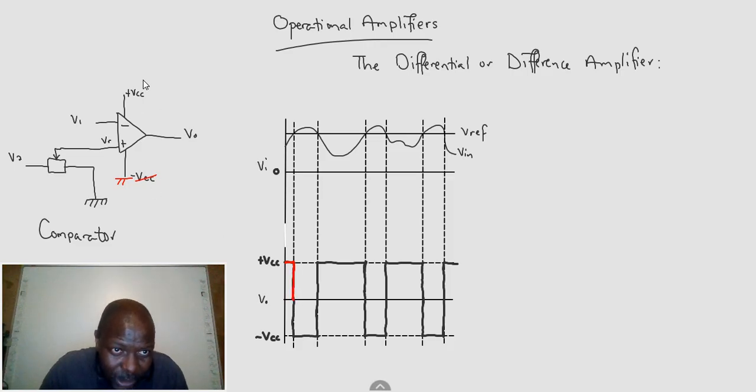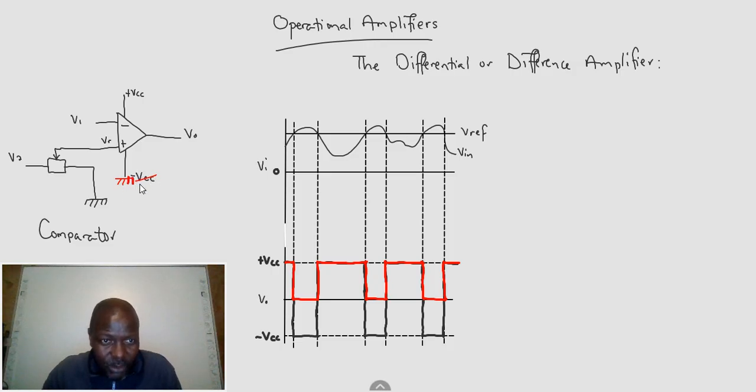positive, because the positive is given, and it won't give you the negative. Why? Because you said your negative is 0, your ground. So when it's supposed to be negative, it will only be 0. It will not go to a negative. You did not give it to it. So now this will be your output if your minus VCC was grounded.